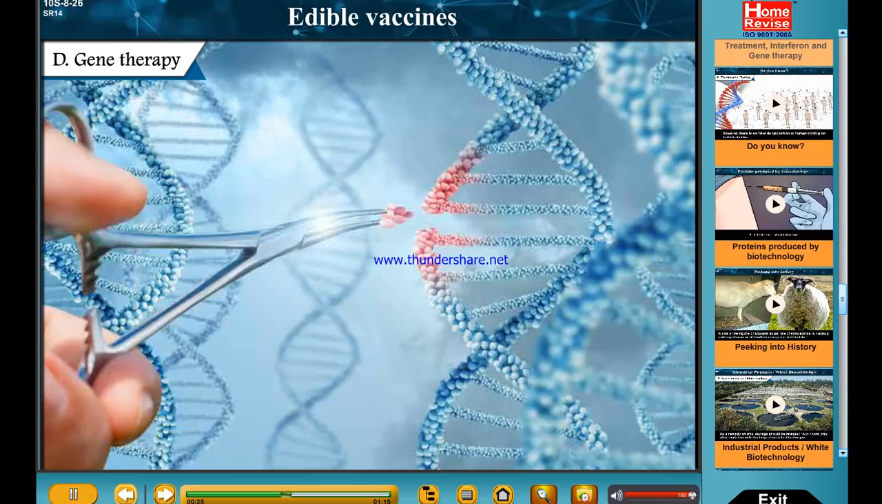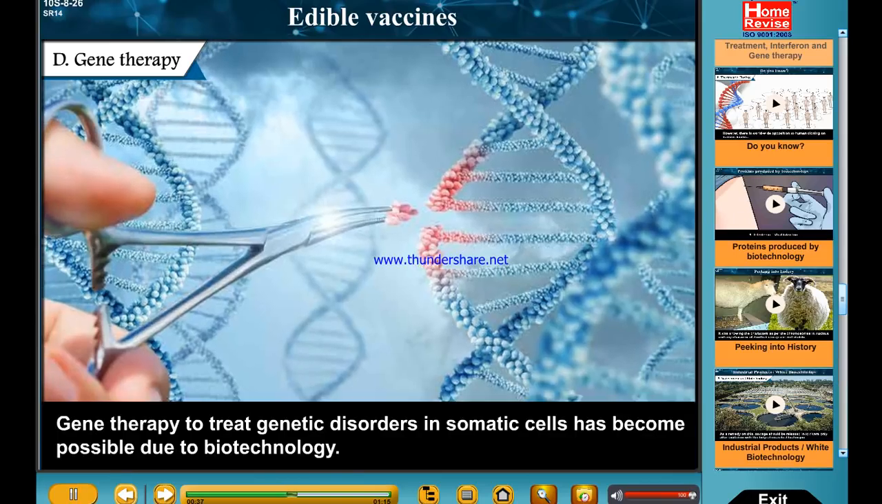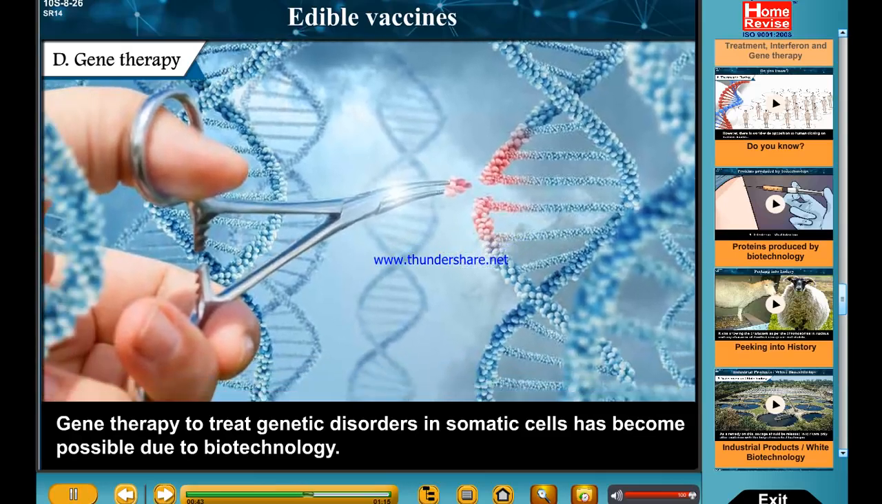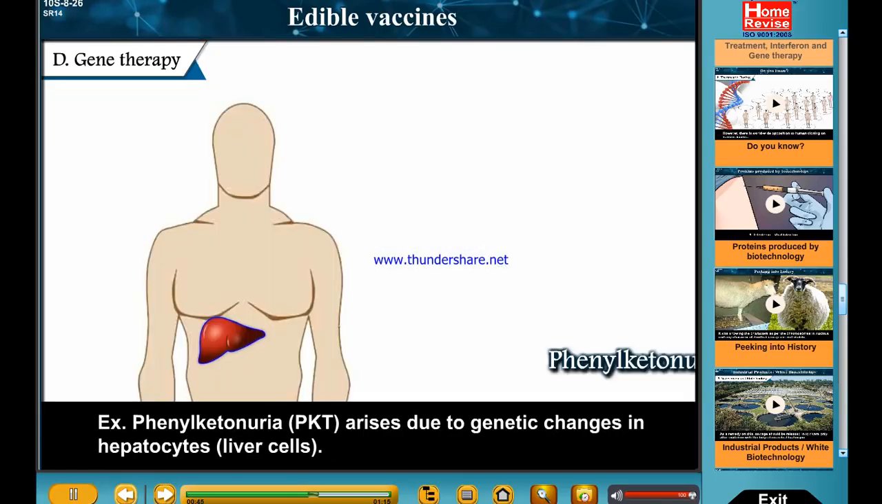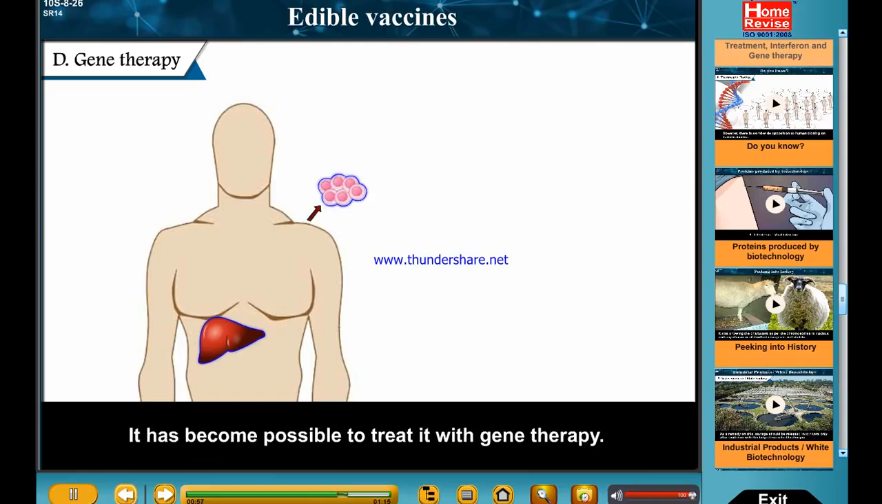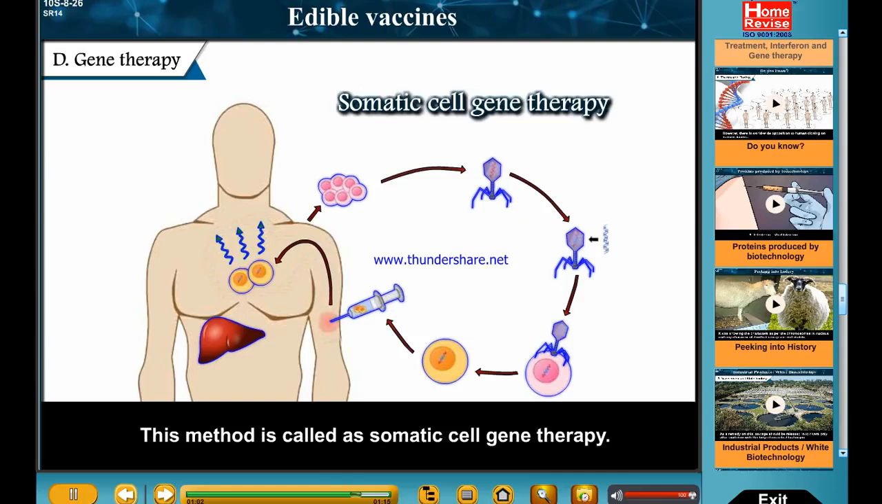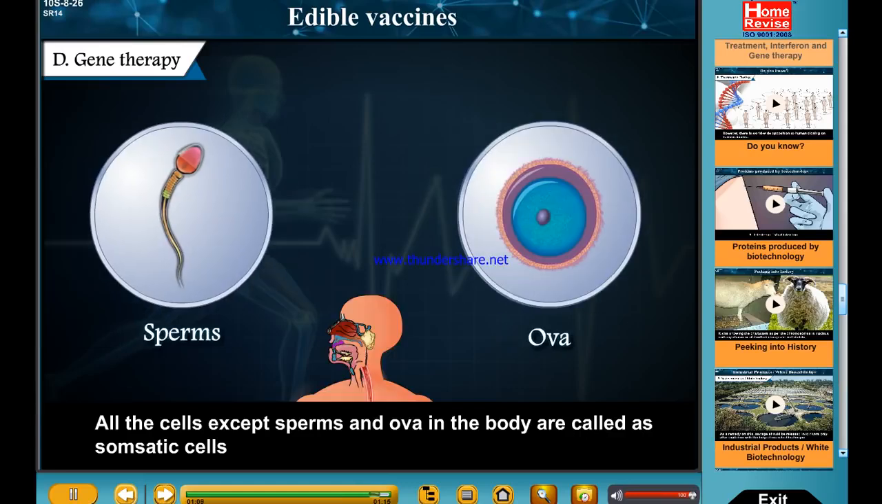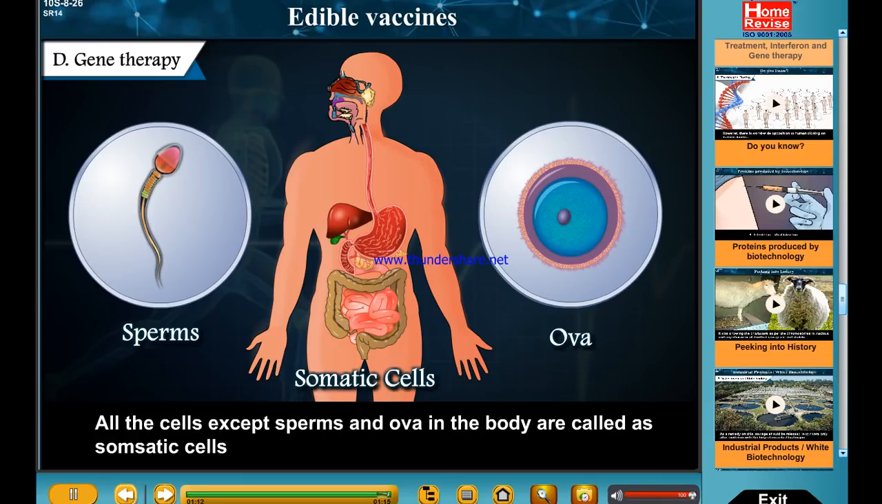D. Gene therapy. Gene therapy to treat genetic disorders in somatic cells has become possible due to biotechnology. Example, phenylketonuria, PKU, arises due to genetic changes in hepatocytes, that is, liver cells. It has become possible to treat it with gene therapy. This method is called somatic cell gene therapy. All the cells except sperms and ova in the body are called somatic cells.